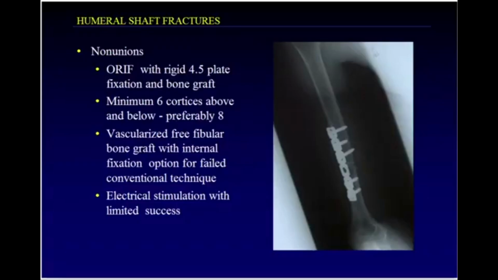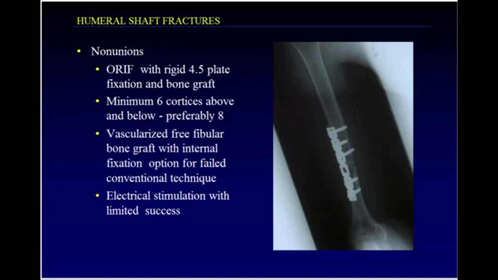Non-unions of the humeral shaft is an important point that seems to come up often on board exams and in-training exams. If you have a non-union of a humeral shaft fracture, the treatment of choice is open reduction and plate fixation. Again, using a 4.5 millimeter dynamic compression plate as well as bone graft if necessary, adequate fixation, a minimum of 6 cortices, preferably 8 if possible.